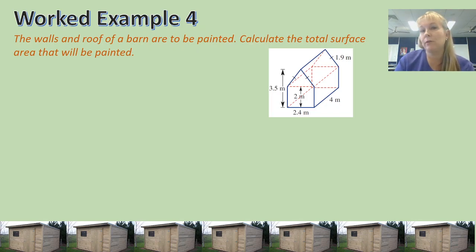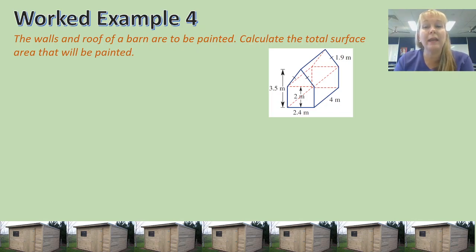So this is a picture of a barn. I'm going to be painting the walls and the roof of the barn. Now ordinarily this would be 2 shapes added together. It's a composite shape. I've got a rectangular prism on the bottom. I'm not going to be painting the floor of the outside of the shed, and I'm not going to be painting the inside of the ceiling of that rectangular prism. So there's 2 faces to be excluded here.